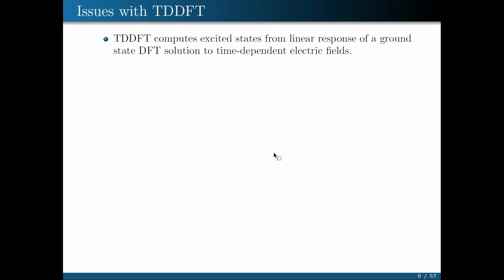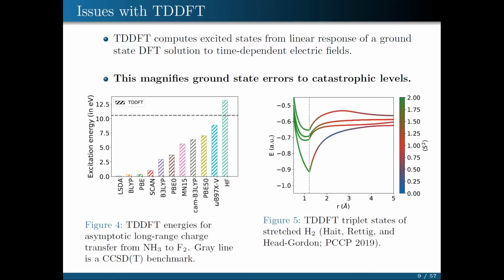Basically, TDDFT tries to compute excited states from the linear response of a ground state Kohn-Sham DFT solution to time-dependent electric fields. This is the inconvenient feature of magnifying ground state errors to catastrophic proportions. On the left, I have a case for charge transfer from ammonia to fluorine and the predictions for various functionals using TDDFT. As you can see, the different functionals give very different results, spanning anywhere from 0 volts to 12.5 volts, and are generally below the coupled cluster benchmark.